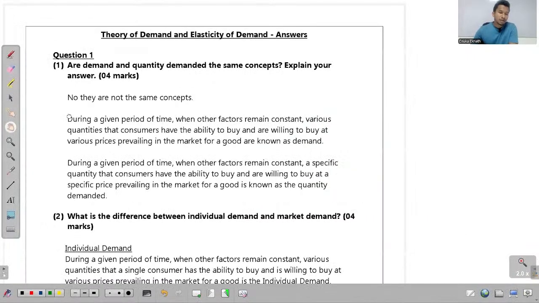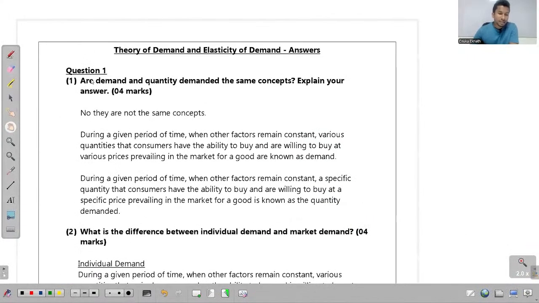I have developed the marking scheme and I'm going to explain each answer to you, right? So we will get into the discussion. Look at this main question 1, subpart 1. The question is, are the demand and quantity demanded the same concepts? Explain your answer. See, this is what we discussed on the very first day of this lesson.